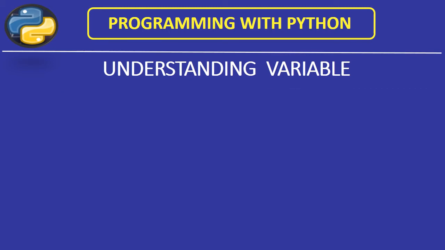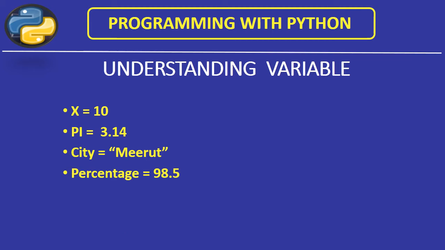Here we can understand the variables in a better way. X equals 10, pi equals 3.14, these all are variables. City equals merit, the value is different this time, a string we are storing. Percentage equals 98.5, grade equals A, name equals Rajan. So these all are examples of variables.